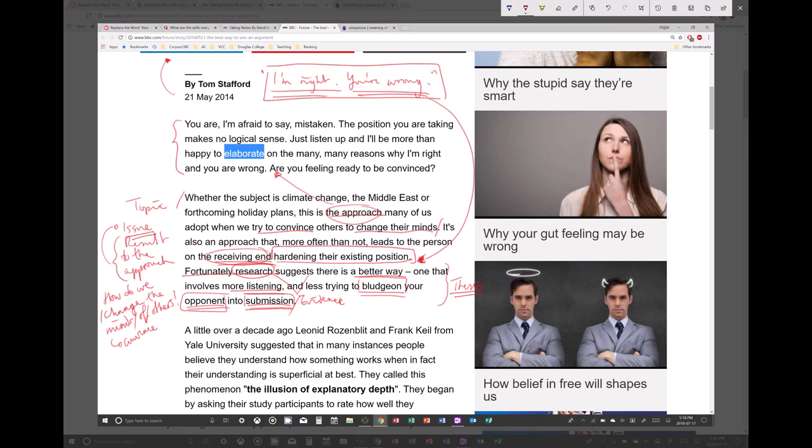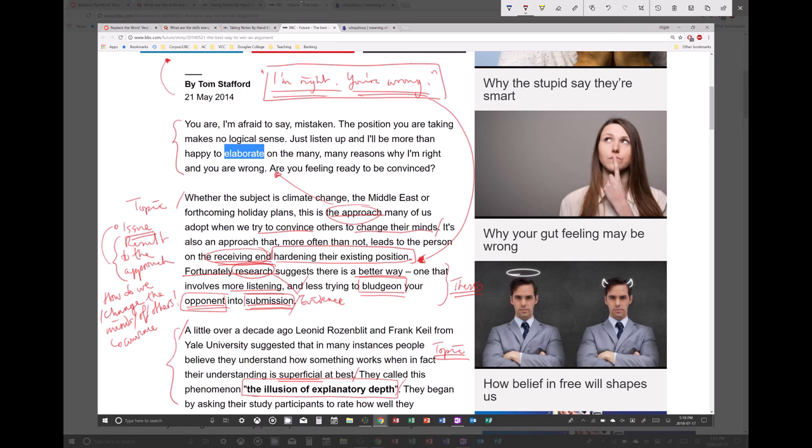Okay, and let's take a look at the first paragraph. A little over a decade ago, Leonard Rosenblit and Frank Keil of Yale University suggested that in many instances, people believe they understand how something works when in fact their understanding is superficial at best. So this is some sort of fact right now, and it's a topic sentence. It refers to people's understanding. They think they know, but they don't. They call this phenomenon the illusion of explanatory depth. We'll have to read on to know what that is.